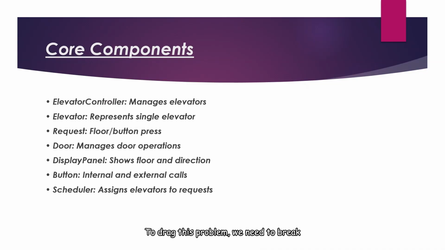To tackle this problem, we need to break the system down into smaller, manageable components. Here are the key components in our design. Elevator controller. This class will manage multiple elevators in the building. It will track the state of each elevator and assign requests accordingly. Elevator. Each elevator will have its own instance of this class. It will represent an individual elevator's movement, status, and current request queue.